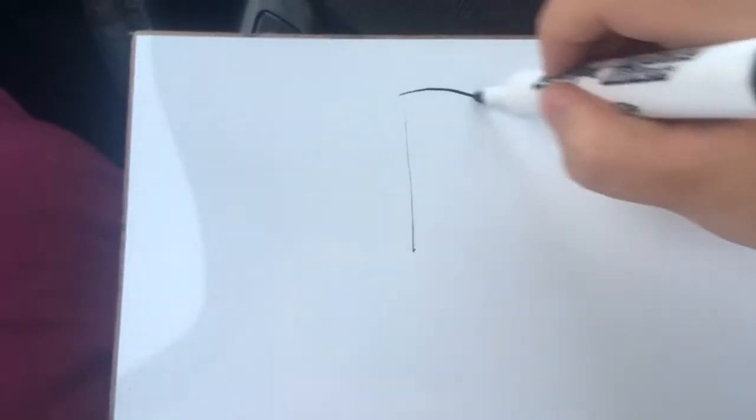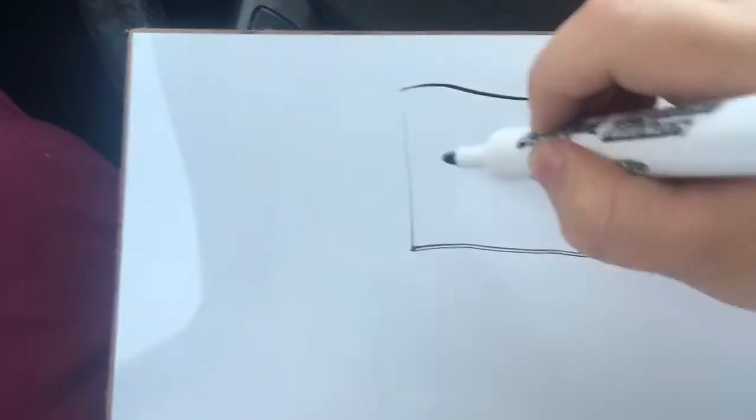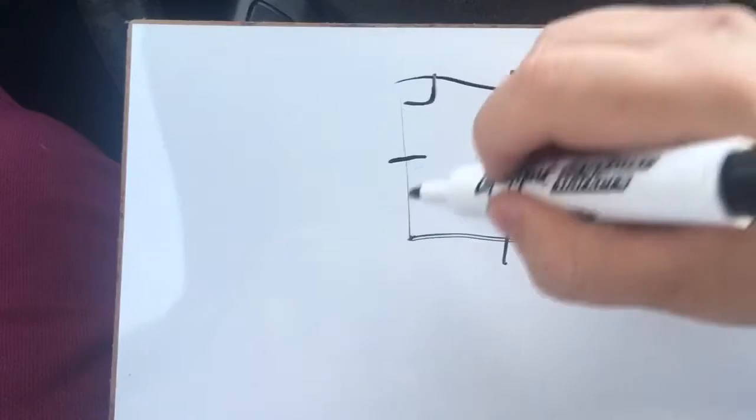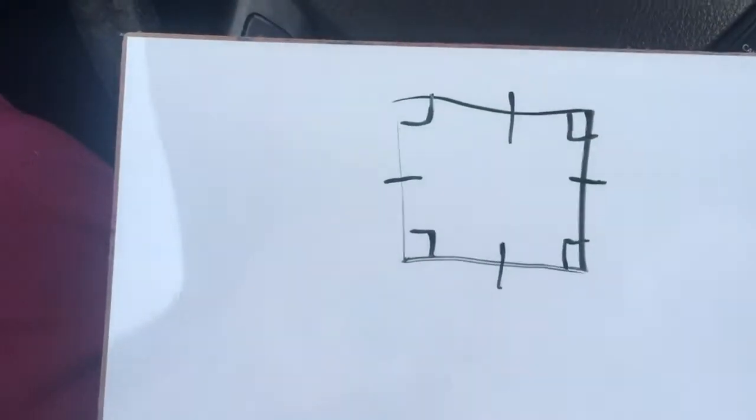In this video, I'm going to introduce the Pythagorean theorem and I'm going to prove it to you. So, let's start off with a square. All of its angles are right angles, and all of its sides are equal.